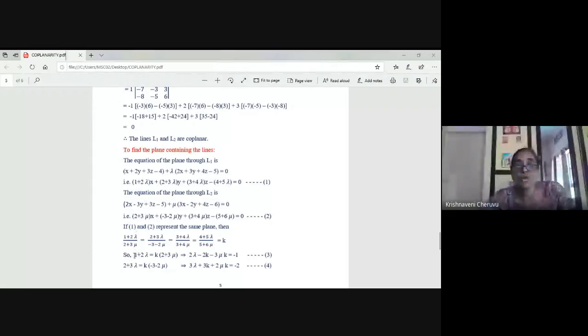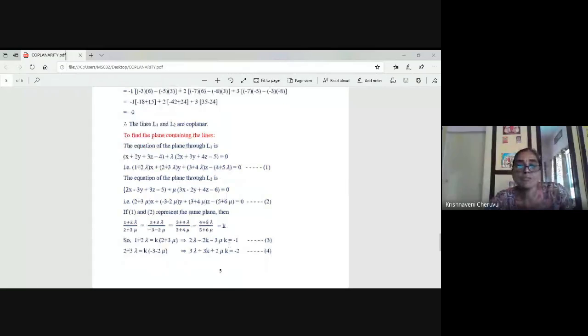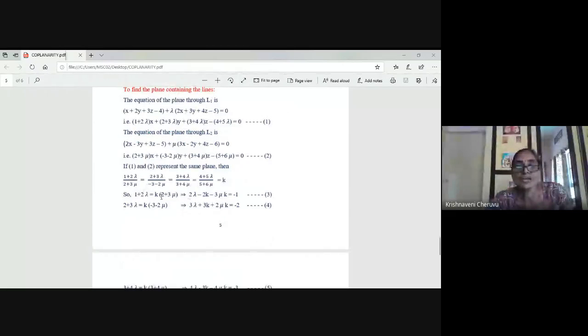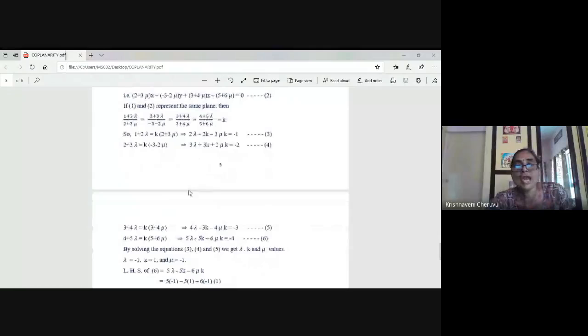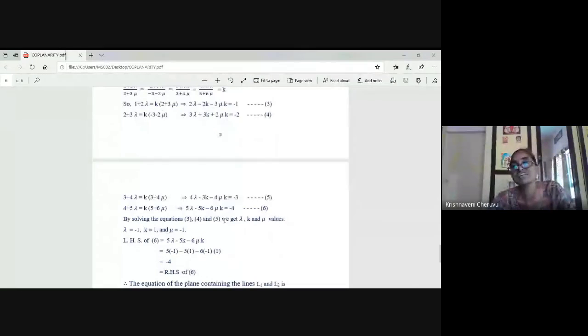Now see, this is equal to this is equal to this, which means let them be equal to some k. Okay, so from this equal to k, you get this equation, and equating this and k, you get the second equation. Equating this and this, you get the third equation. And equating this and this, you get the fourth equation. Is that clear to you, girls?